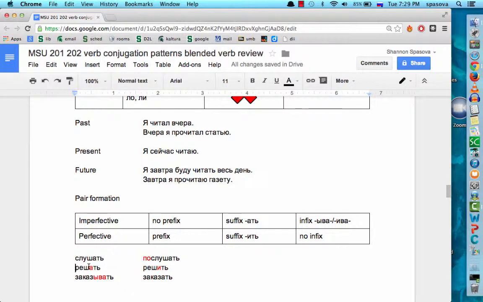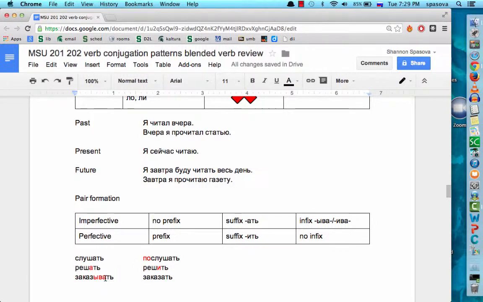If you have a pair like решать, решить, where one is at and one is it, you can take a guess that the imperfective will be the at and the perfective will be the it. Again, this does not mean, though, that every at verb is imperfective and every it verb is perfective. This only works if it's a pair like this. Because if you look at послушать, it's at, but it's perfective. So you have to be careful. This is only if you have a pair.